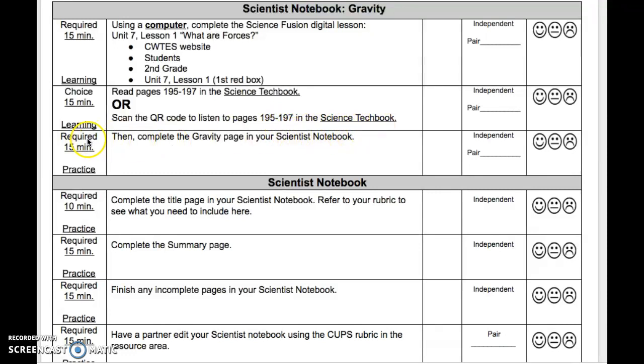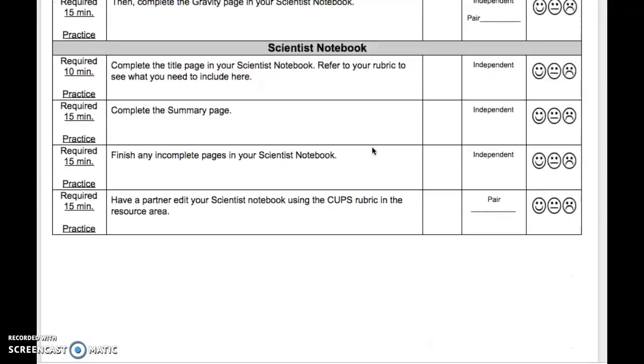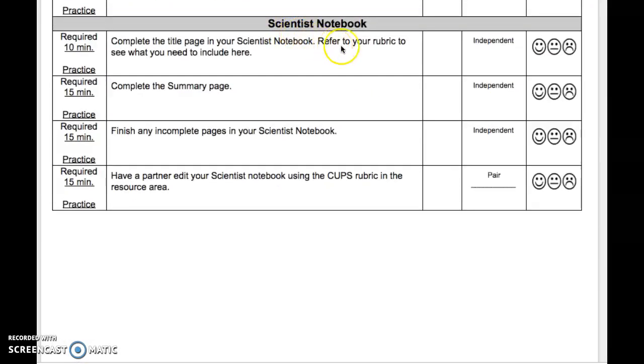The next activity is required 15 minutes. It is practice. Complete the gravity page in your scientist notebook. The last section is your scientist notebook. It is required for 10 minutes and it is practice.